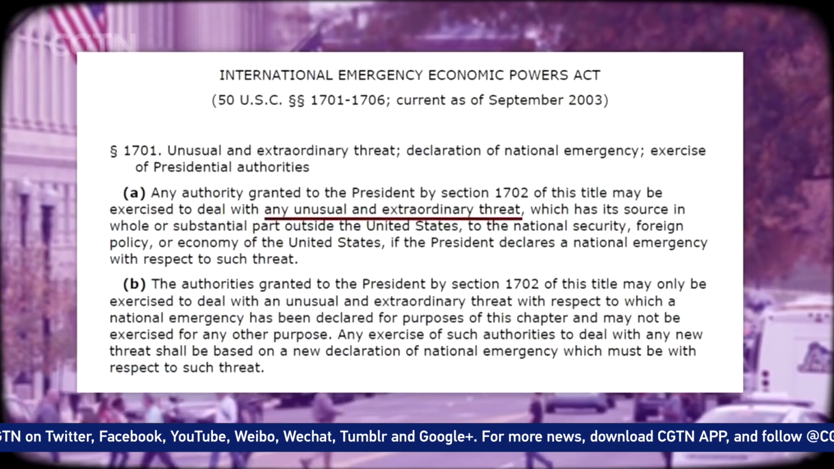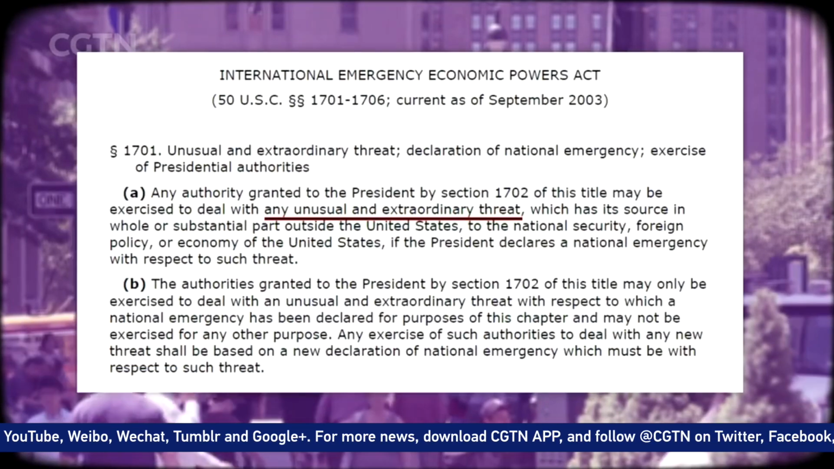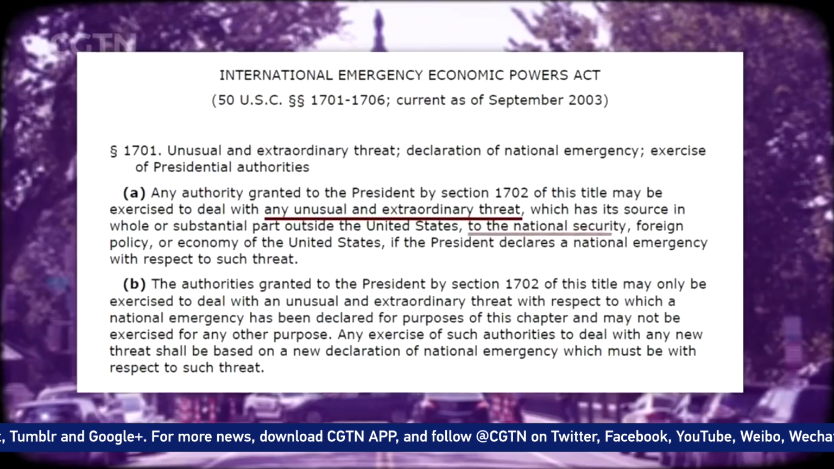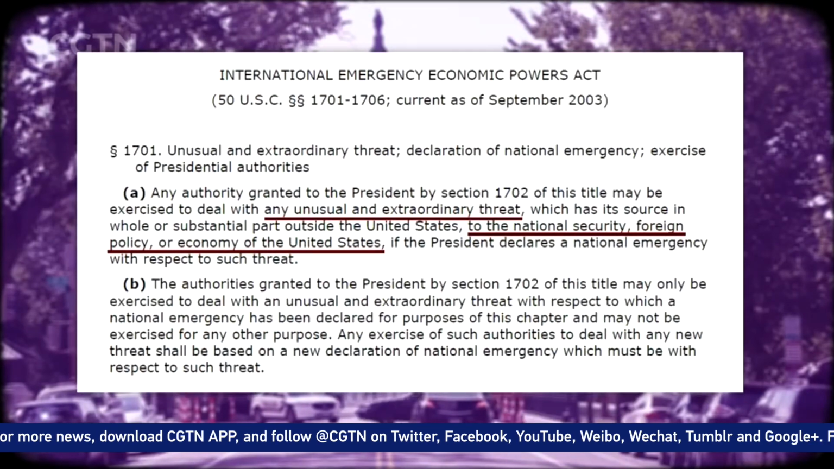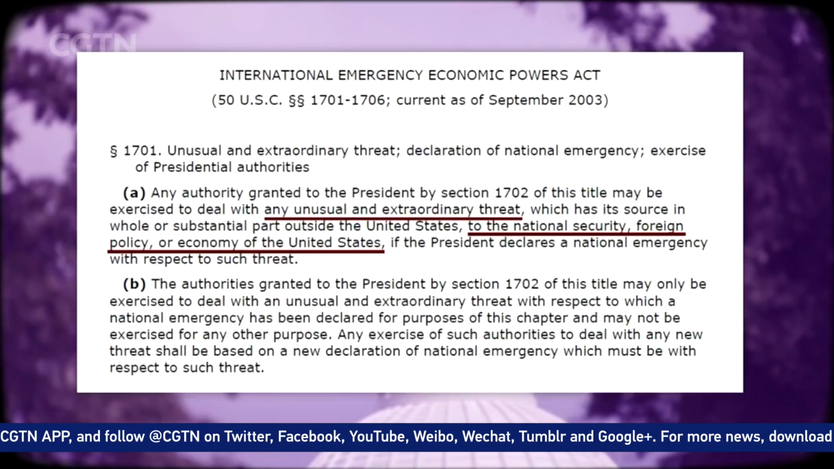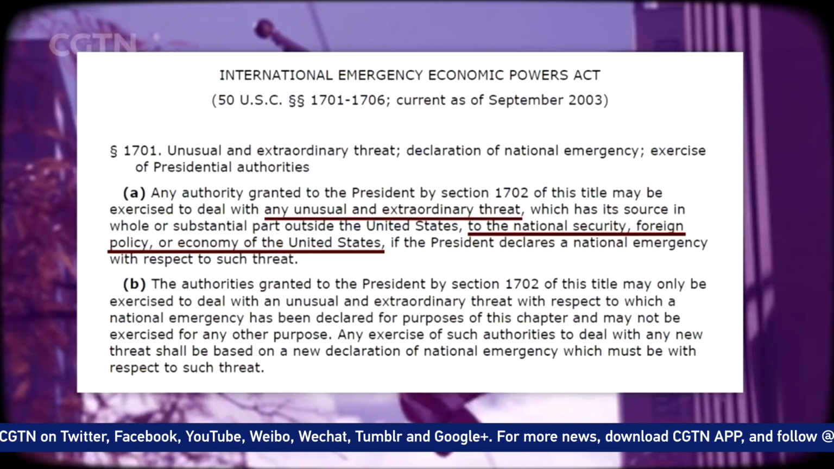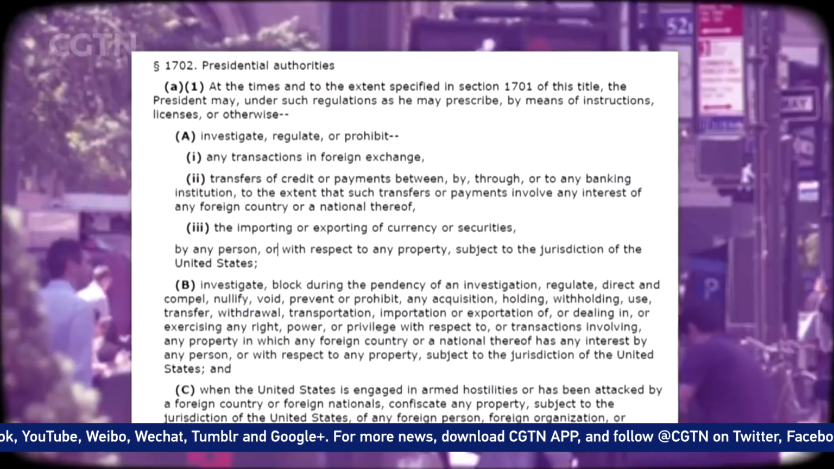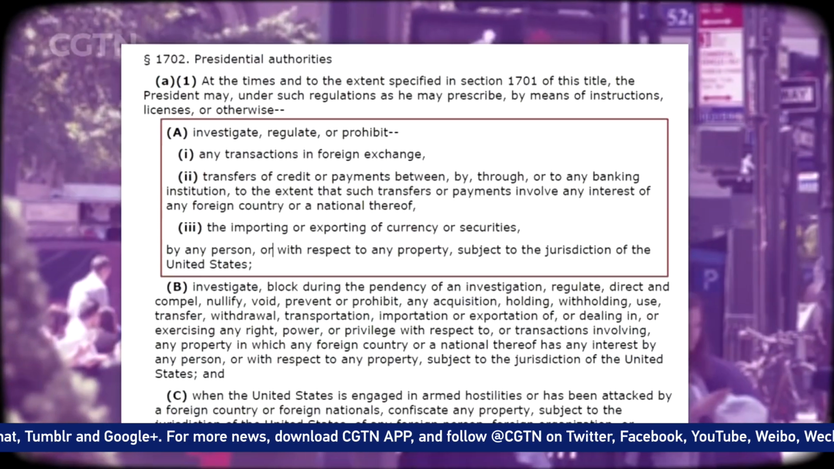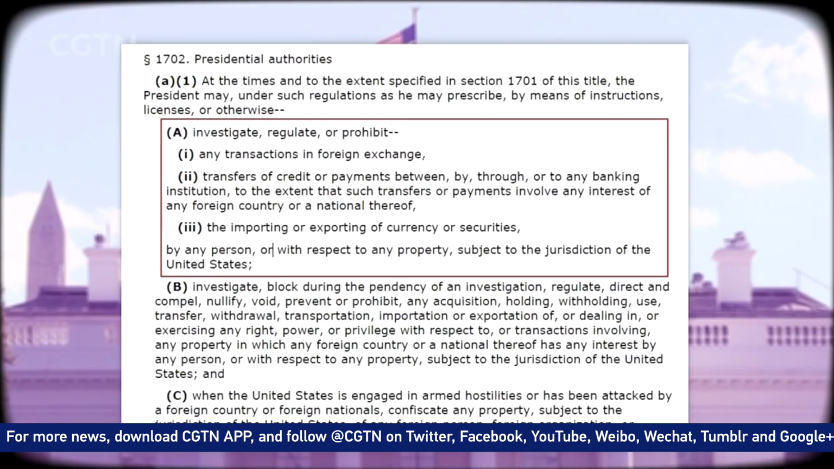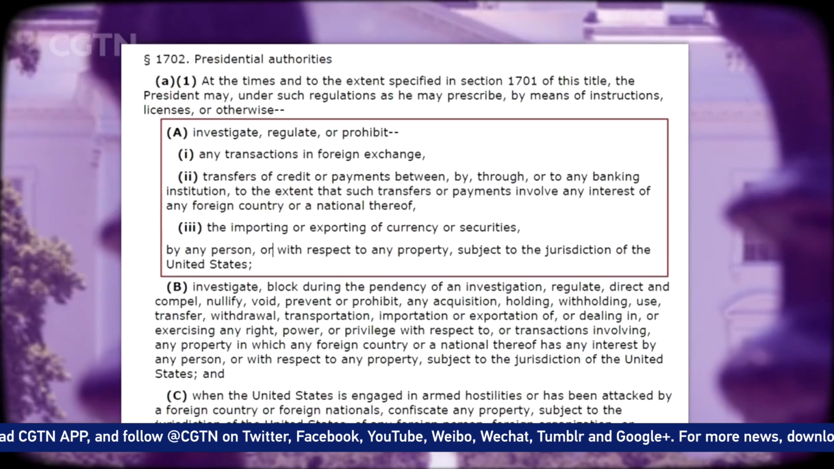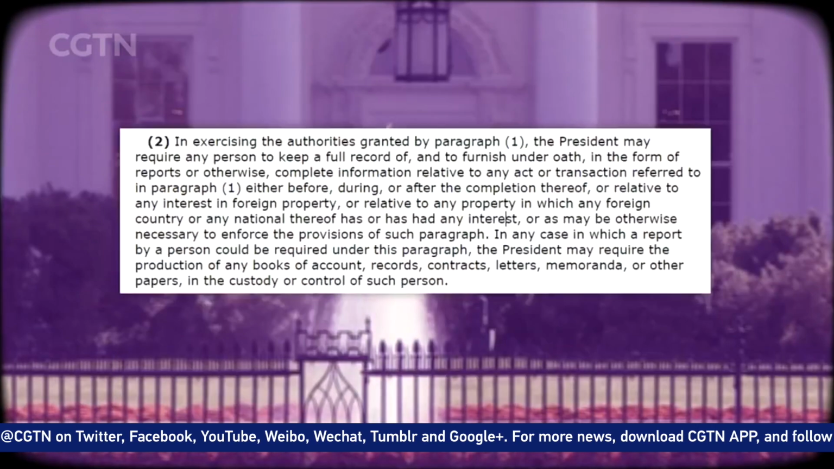According to the law, in the face of an unusual and extraordinary threat from abroad to U.S. foreign policy, national security, or the economy. That is, during times of declared national emergencies with respect to such threats. The law authorizes the President to investigate, regulate, or prohibit any transaction in foreign exchange and properties that are controlled by another country or foreign nationals.